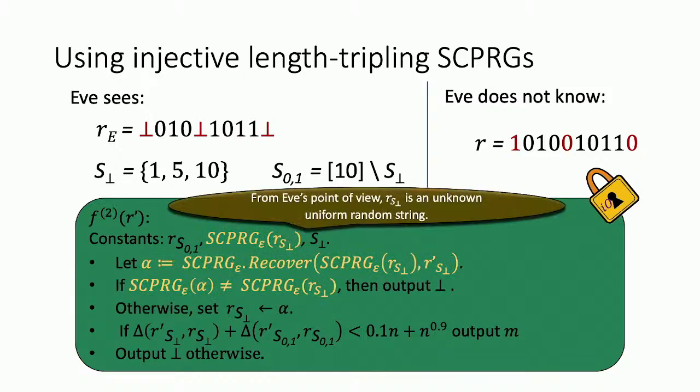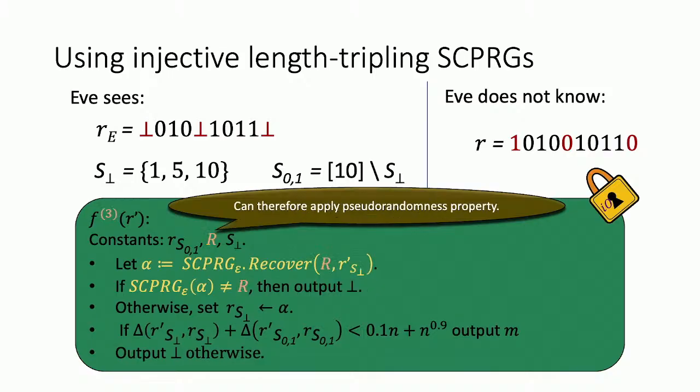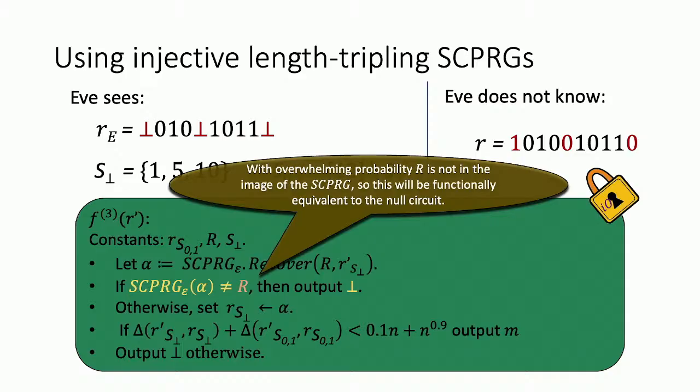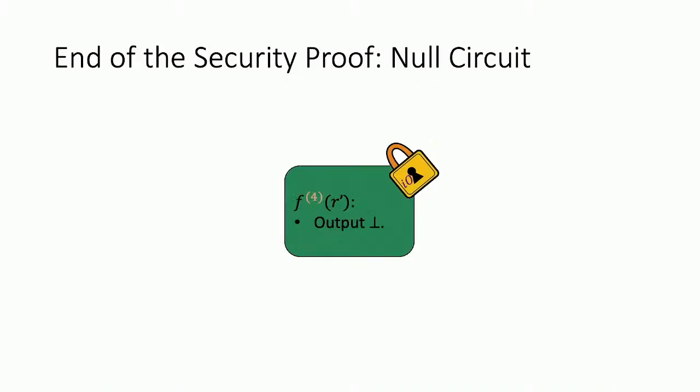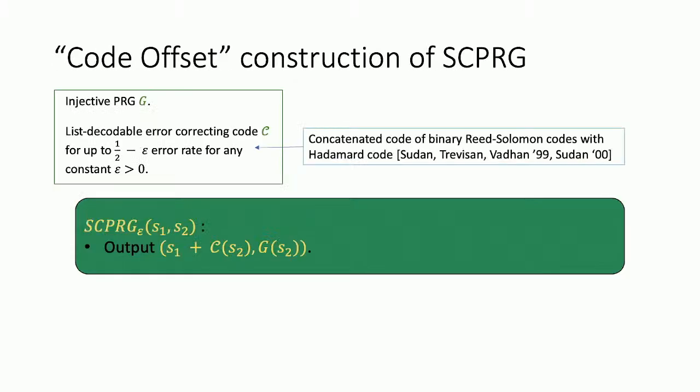Good. And just observe now that from Eve's point of view, RS bot is an unknown uniform random string, because we've cut it out. Therefore, we can apply the pseudo-randomness property, and this is indistinguishable with a PRG. Then, since it's length tripling, we know with overwhelming probability R is not in the image of the SC-PRG, so this will be functionally equivalent to the null circuit. And that's it. Okay, so let's talk about the SC-PRG.